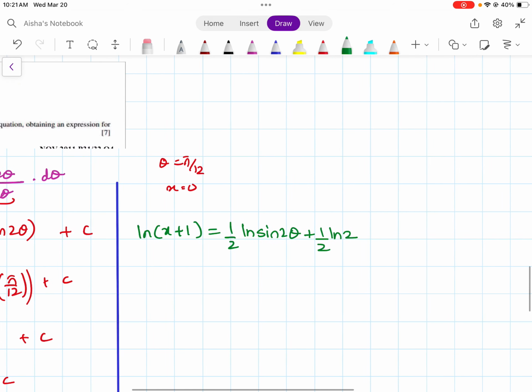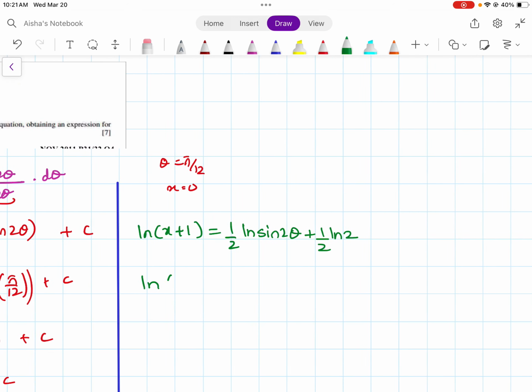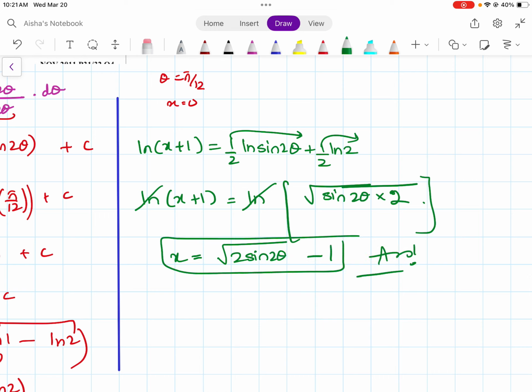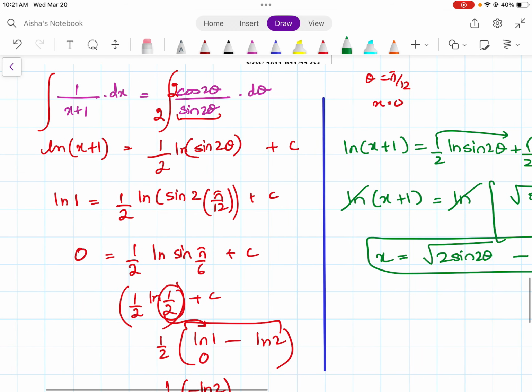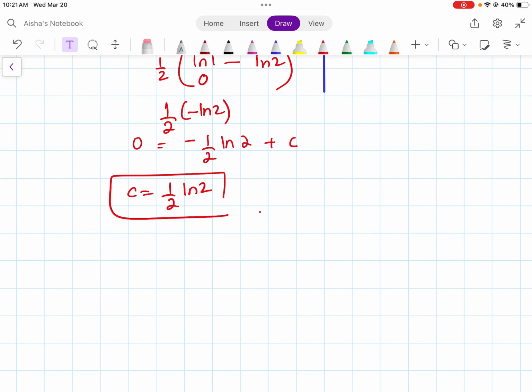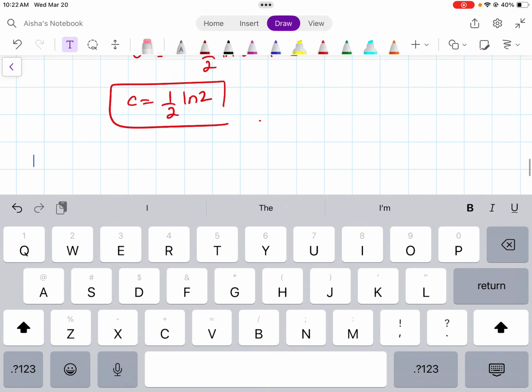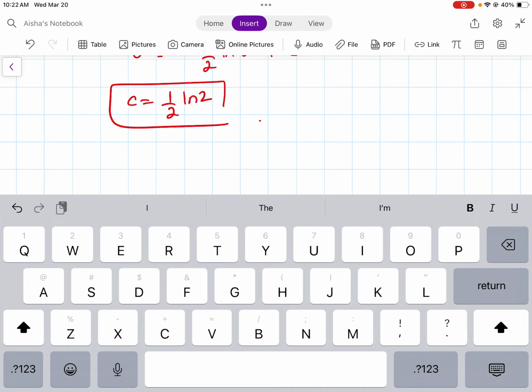Obtaining expression for x in terms of theta. x in terms of theta means I took ln common. Power half, power half. Okay. So it was integration by recognition on both the sides. In both the functions, the denominator and the differential was in the numerator. So it was quite easy.